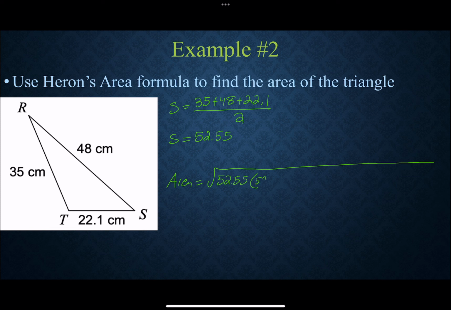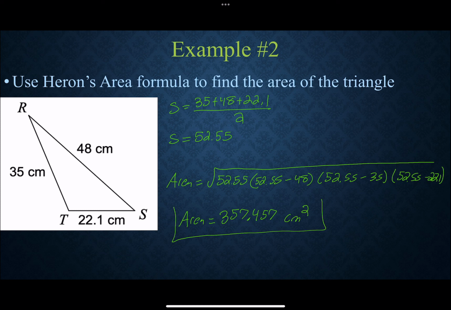So the 52.55 minus the 48, the 52.55 minus the 35, and then the 52.55 minus the 22.1. All that multiplied together, and then take the square root of that whole big result, and that should give us 357.457, and again, it's centimeters because that's what they give us, and it's squared because it's an area.